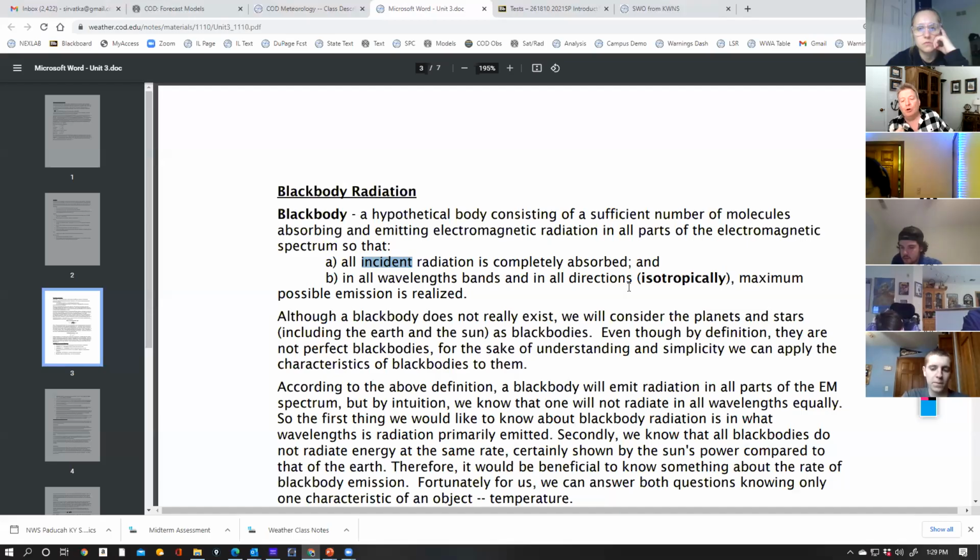And what happens to all of it? The answer is it's completely absorbed, which means what? What is true about a black body? Let's see who among you is the smartest.